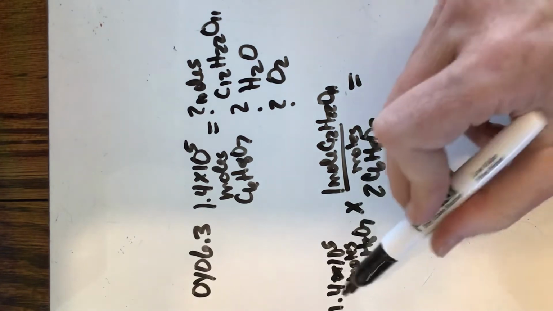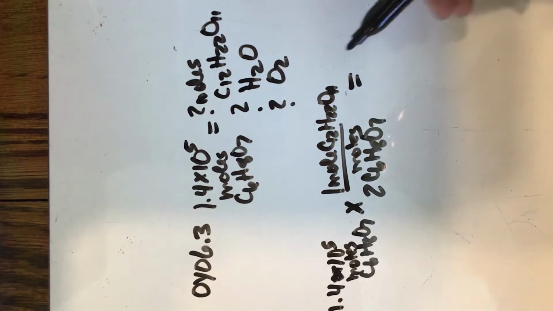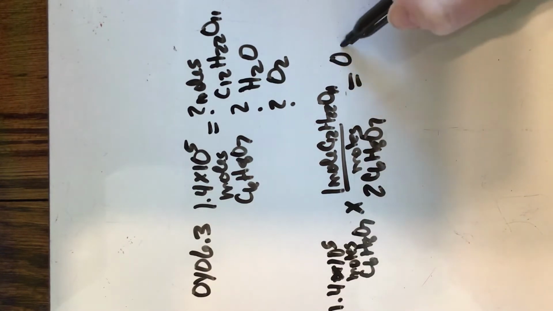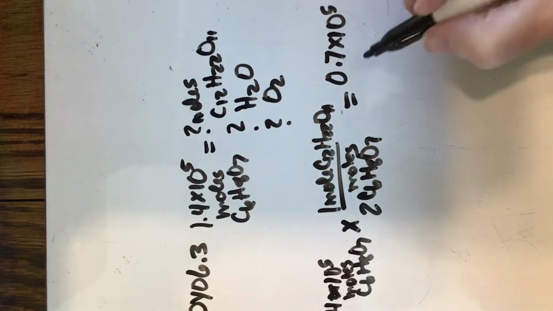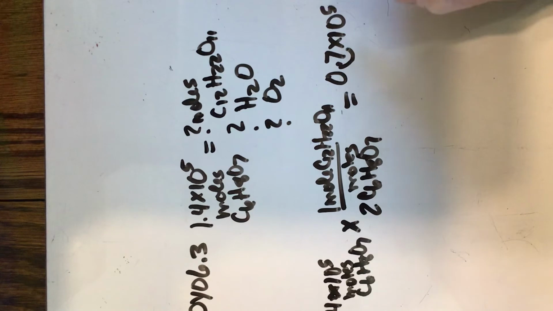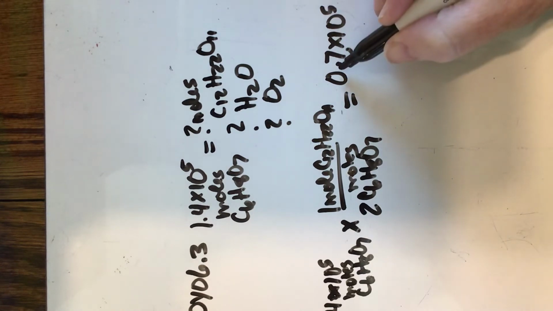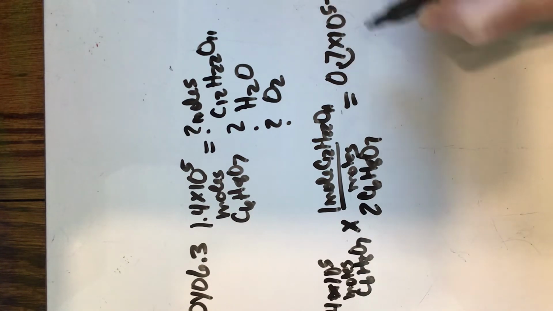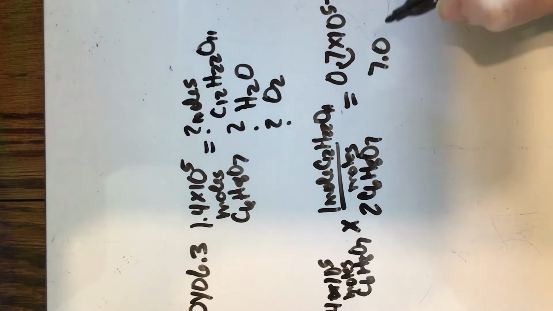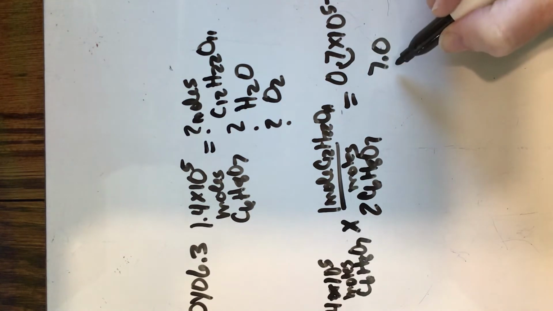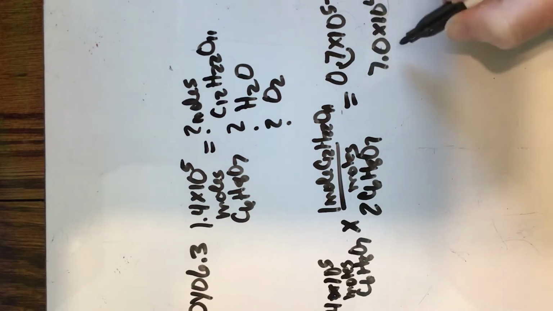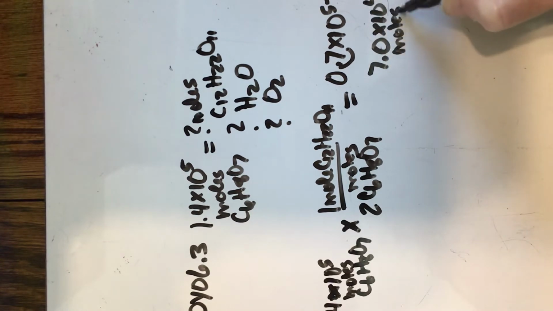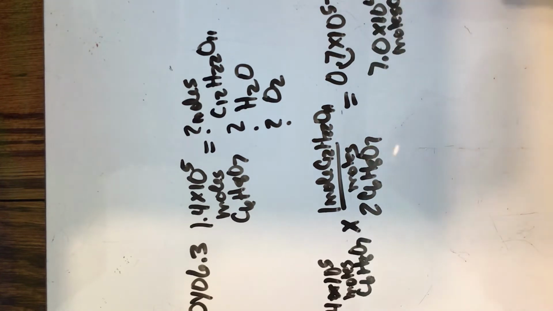So basically you're going to have 1.4 divided by 2, and that's 0.7 times 10 to the 5th. We do want to write that in scientific notation. So if we move the decimal one way, we're making that number bigger, so we make the exponent smaller. We do need 2 sig figs though, so let's make that 7.0 times 10 to the 4th moles of C12H22O11. Okay.